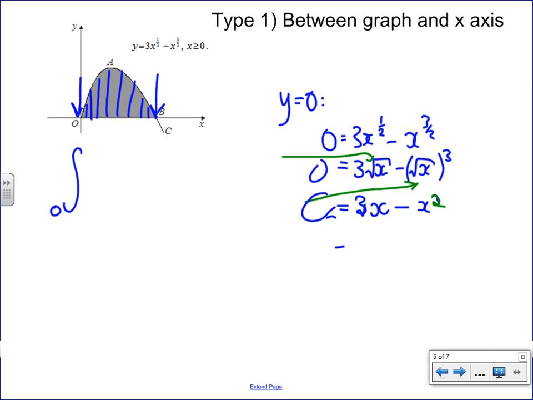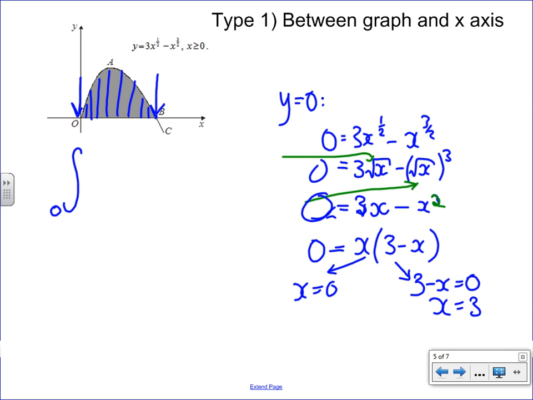That's nicer, isn't it? That's much better. It's just all these minus tricks that you really need to be able to solve these equations and not panic when you see something like 3x to the half minus x to the 3 over 2 and not know what to do.